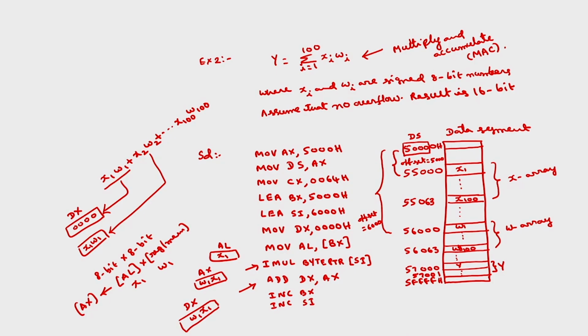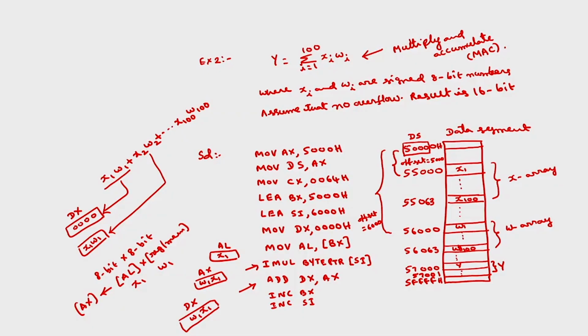Then, because CX holds the array length, if I use the LOOP instruction, by default CX will be decremented by 1. So I can now use LOOP up, so that CX will be decremented by 1. If CX is not equal to 0, it will go to up. In the up we have to perform x2 into w2 and add it to w1 x1. So where should this up be? This up will be here.